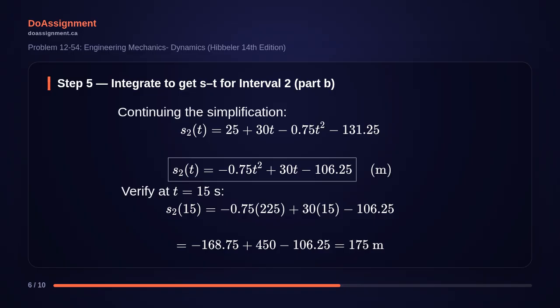Plugging in t equals 15 seconds, negative 0.75 times 225 plus 30 times 15 minus 106.25 equals negative 168.75 plus 450 minus 106.25, which equals 175 meters.